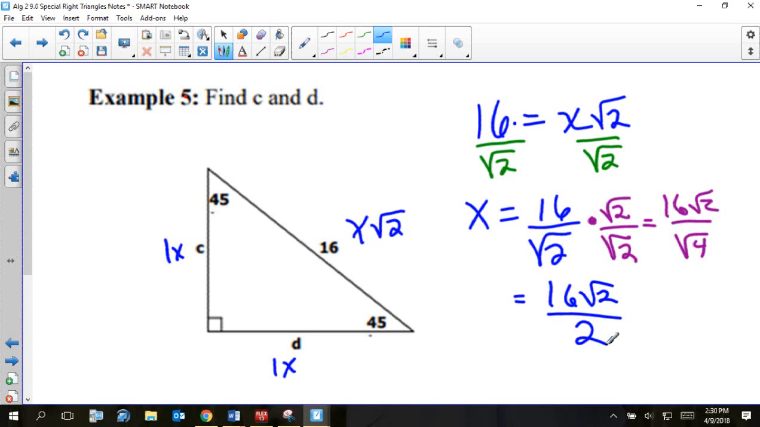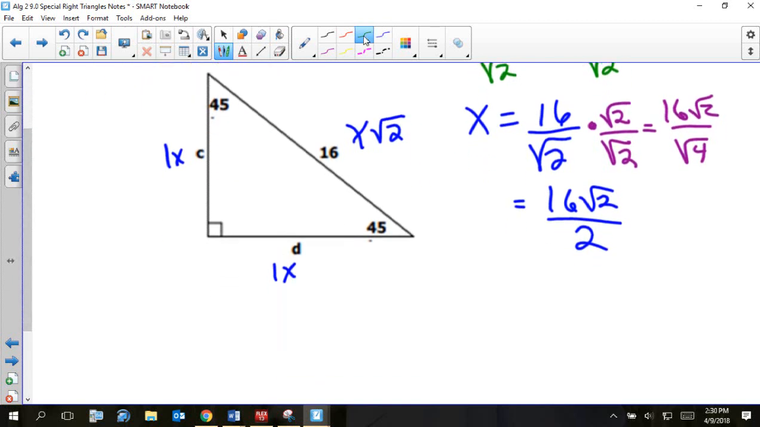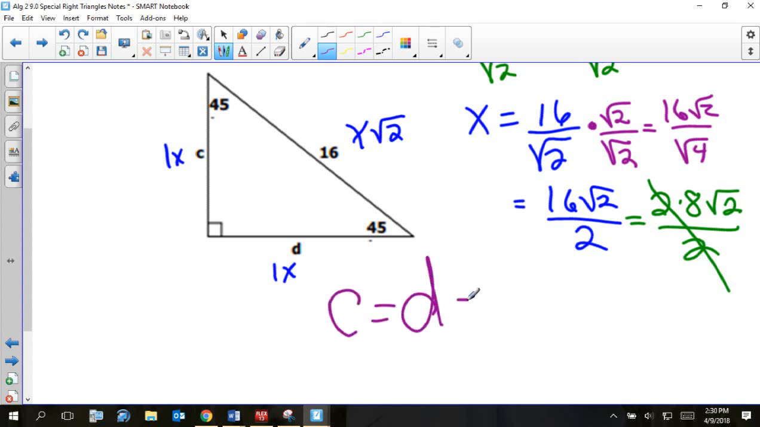And we just did that last chapter. How do I factor 16 square root 2 on top so that something cancels on the bottom? How do I factor that top? I factor 16 to be 2 times 8, and then square root 2. Since I factored it, I can cancel those. So side C and side D are the same. They are what x equals, which is 8 square root 2.